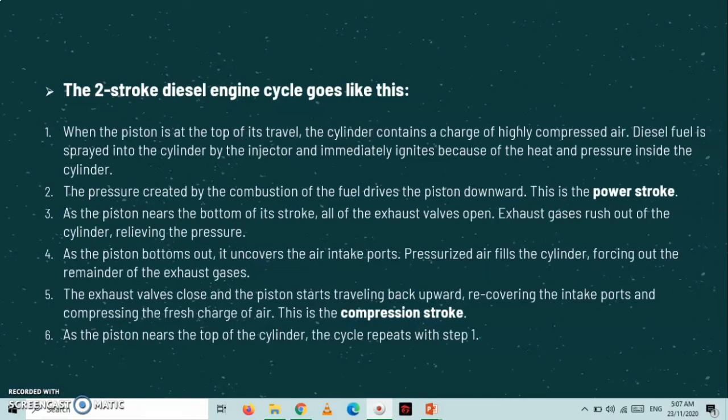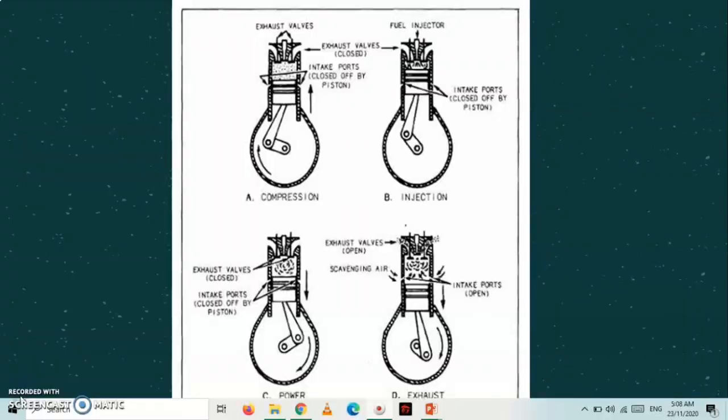Number 5, the exhaust valve closes and the piston starts traveling back upwards, recovering the intake ports and compressing the fresh charge of air. This is the compression stroke. And 6, the last one, as the piston nears the top of the cylinder, the cycle repeats with step 1. Here we can take a little look at this picture. This picture explains briefly the working process of the 2-stroke diesel engine.